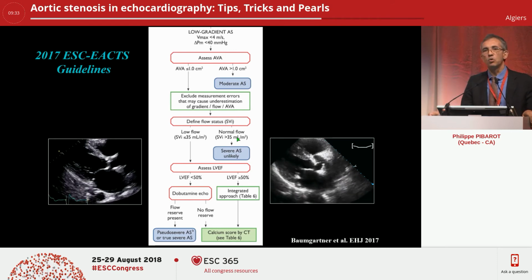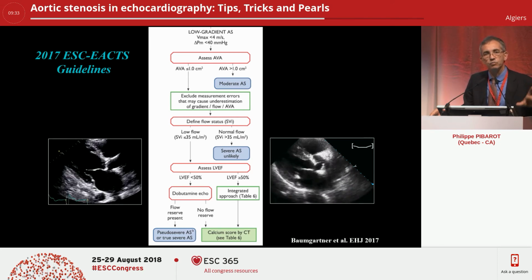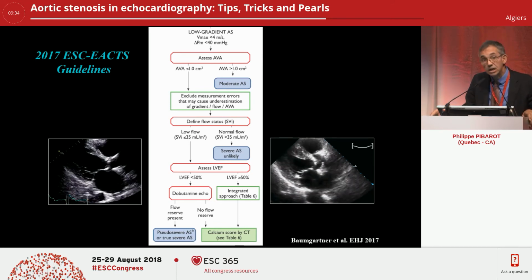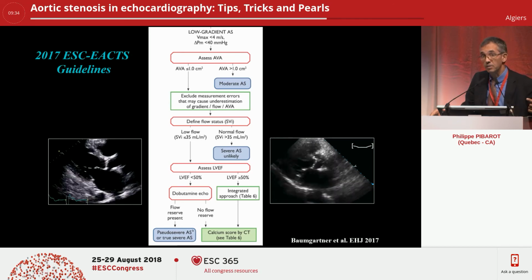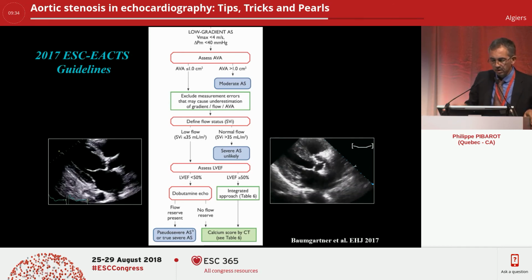If the flow is normal, so more than 35 ml per meter square, this is the normal flow low gradient AS, and the guidelines conclude that severe AS is unlikely. I would somewhat disagree with that. There are some recent studies suggesting that a substantial proportion of these patients with normal flow low gradient may actually have severe AS, and if they are symptomatic, they may benefit from AVR. So I would apply the same algorithm as for the other patients with low gradient AS.